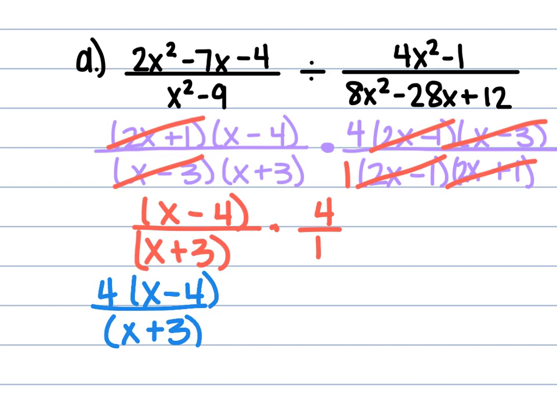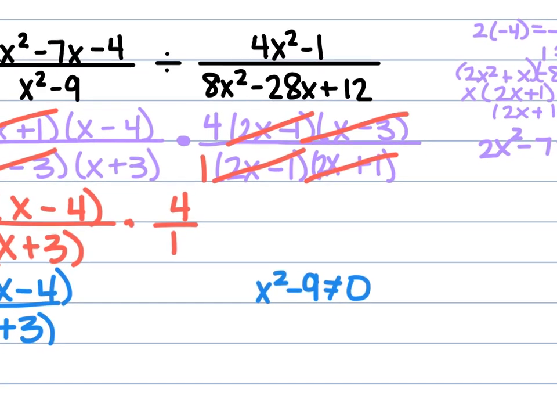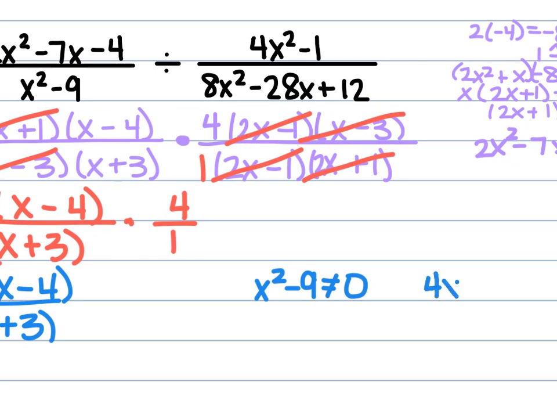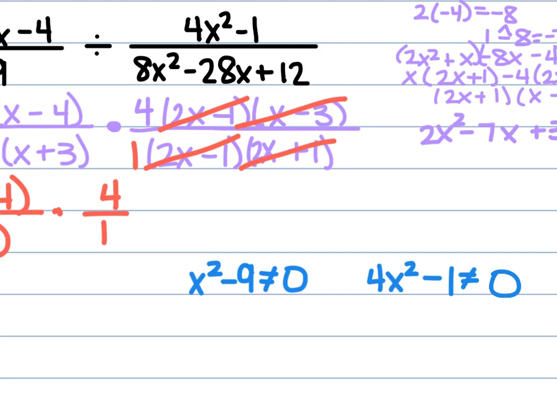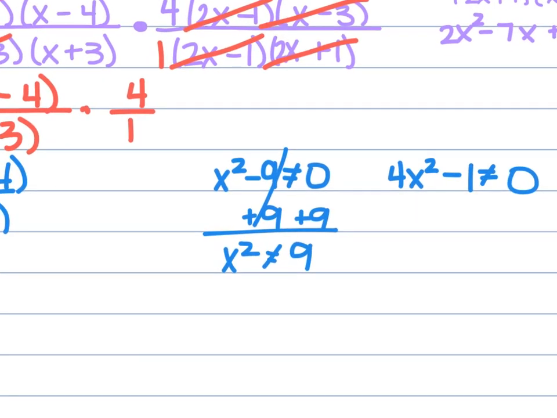When you do this, you're going to do the x squared minus 9 cannot equal 0, as well as the 4x squared minus 1 is not equal to 0. So move the 9 over, add it, take the square root of it. x squared cannot equal 9. So take the square root. x cannot equal positive or negative 3.